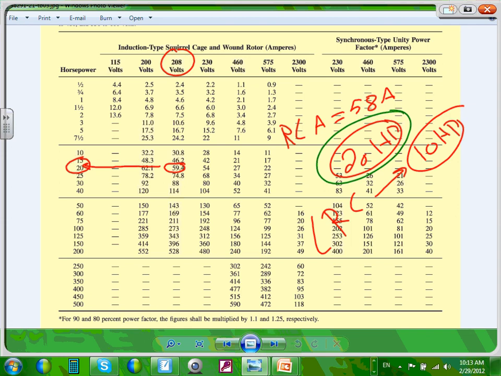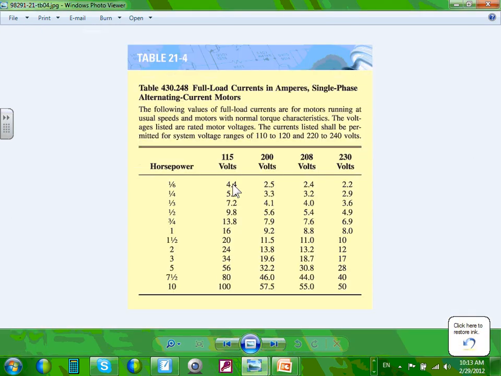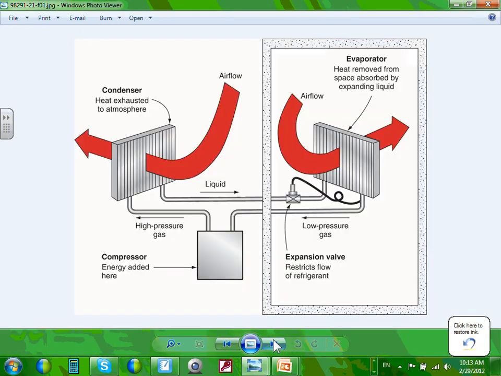We will do calculation for these, I promise you. So disconnects have to be rated based on locked rotor current and full load amps. This is full load amps for single phase and three phase motors. You are familiar with that, and that's our system. Any questions, guys, on how the whole system is put together?